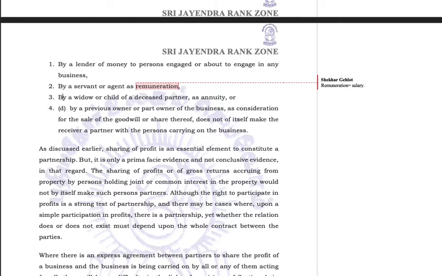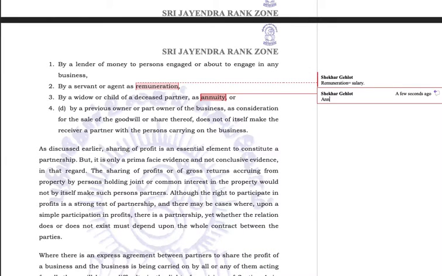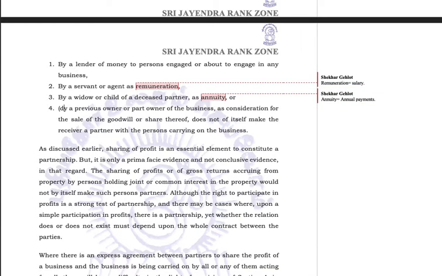By a widow or child of a deceased partner as annuity. There was a partner in the firm, now he has died, and the partnership firm is paying annuity. Annuity means annual payments, for the maintenance of the wife, for the widow or the child. That is not partnership. This will not become a partnership. This is merely payment.